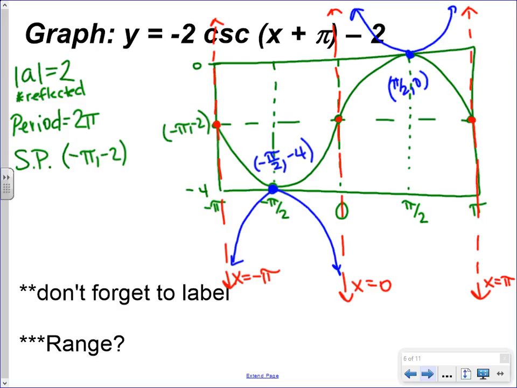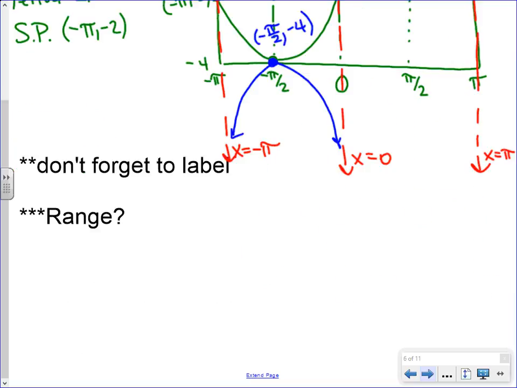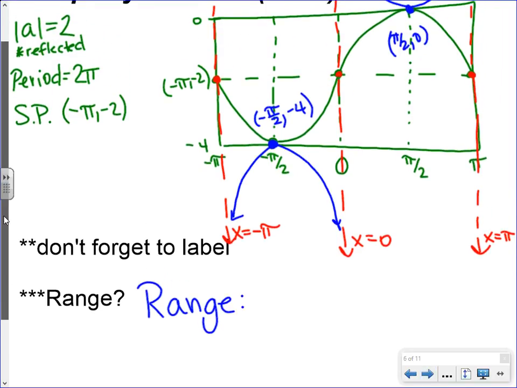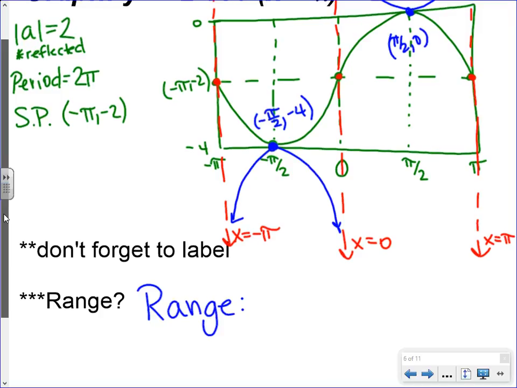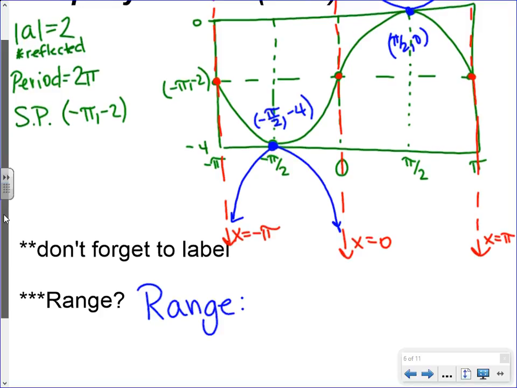It is going to be too complicated to write the domain for these graphs, so I'm not going to ask you to do it. We do not have to identify the domain of secant and cosecant graphs because it's so broken up. Okay. However, I will ask you to identify the range. Okay. Remember, our curve is in blue. Would anyone like to take a shot at identifying the range?